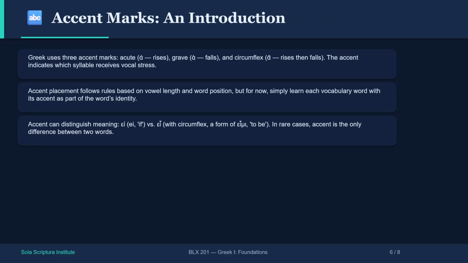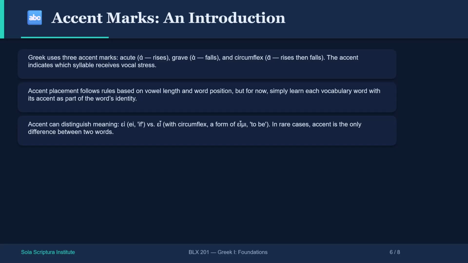Now, we want to talk a little bit about accent marks. Greek words carry accent marks that tell you which syllable to stress. Okay? So there are three types. The acute accent goes up, so you can think of a rising pitch. The grave accent goes down, and the circumflex rises and then falls. For now, I do not want you to memorize all the accent rules. Those come later. Instead, simply learn each vocabulary word with its accent as an integral part of the word.